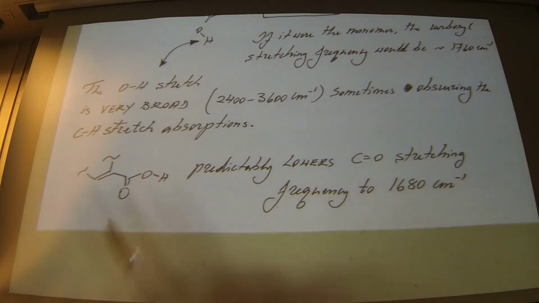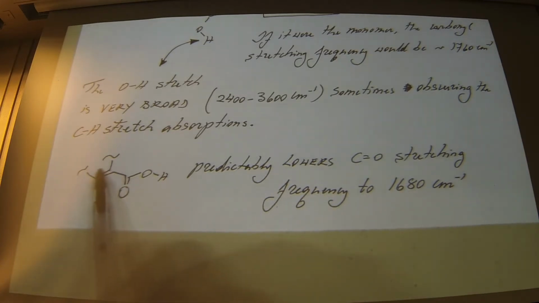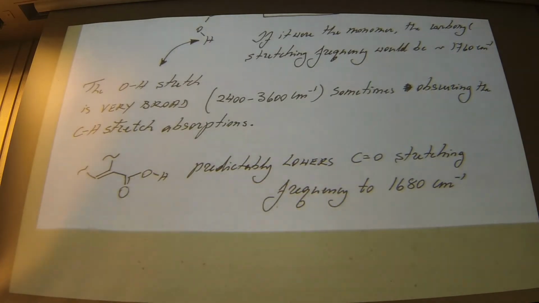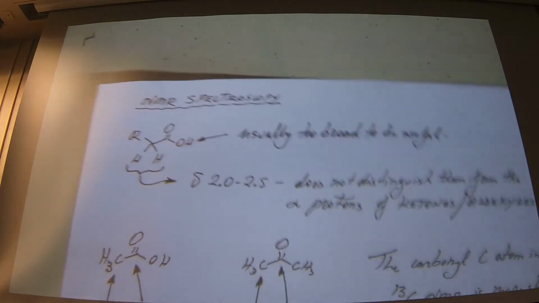Just as we said for alpha beta unsaturated ketones, here again, because of the resonance effects, you'll see a further lowering of this stretching frequency, sometimes below 1700. So if it's an alpha beta unsaturated acid, then it's a lot easier to stretch that bond because of the resonance effect that we talked about. So no surprises. The spectroscopy looks pretty much like what we saw for ketones and aldehydes. Not much difference at all.